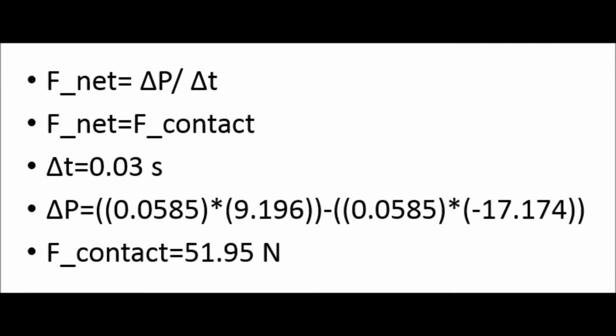First, though, we must calculate the force that the wall exerted against the ball. I used the equation F net equals dp dt. I estimated that the collision occurred over the time of about 0.03 of a second. I set the final velocity to be 9.196 meters per second and the initial velocity to be negative 17.174 meters per second. With that, I calculated that the wall exerted a force of about 51.95 newtons against the ball.